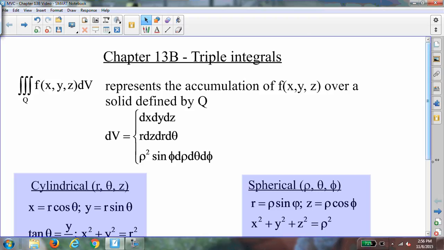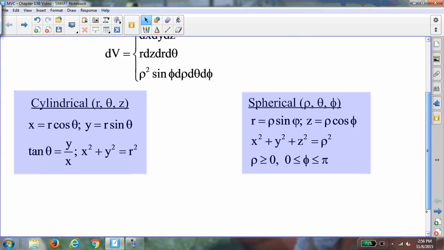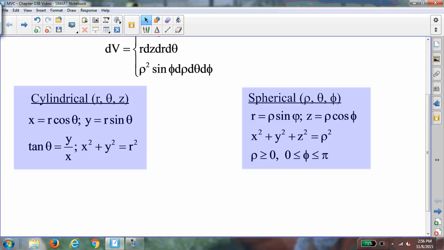What I have here is listed our conversions. So in cylindrical, we rewrite it as r dz dr d theta. And then in spherical, rho squared sine phi d rho d theta d phi. These are the formulas you need to know for converting from cylindrical to rectangular, and then from spherical to cylindrical and also to rectangular as well.